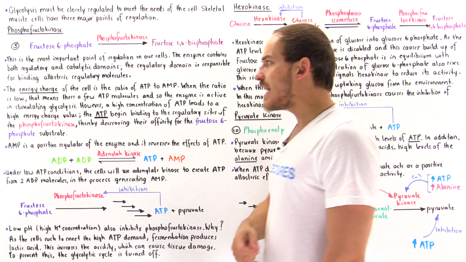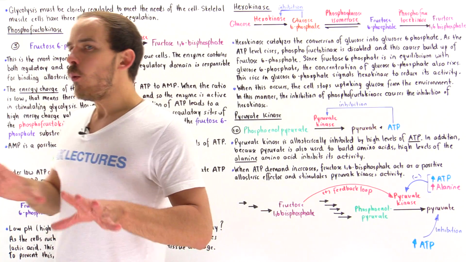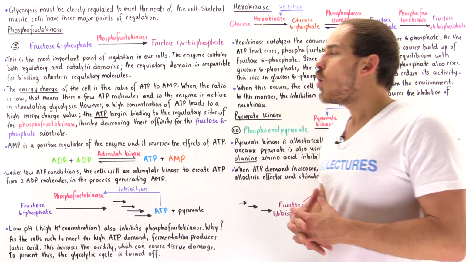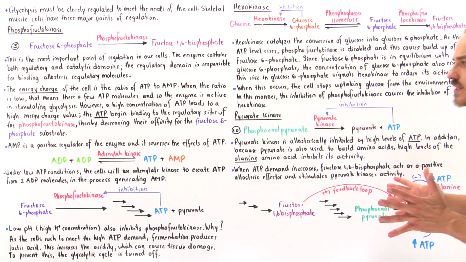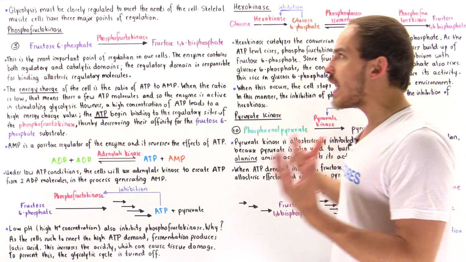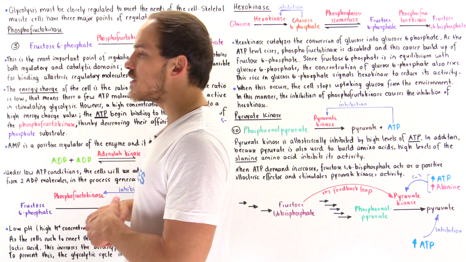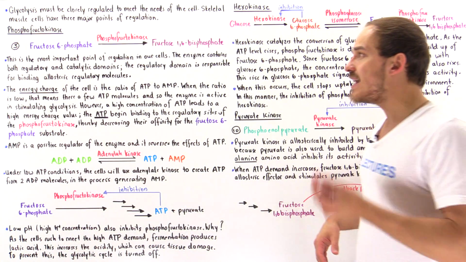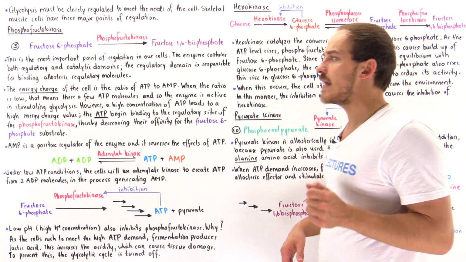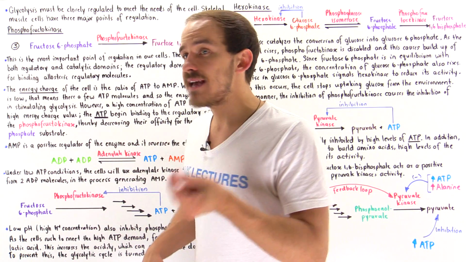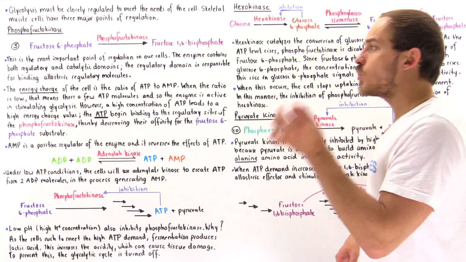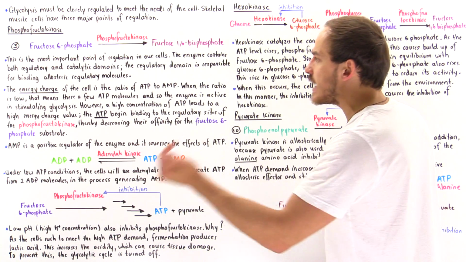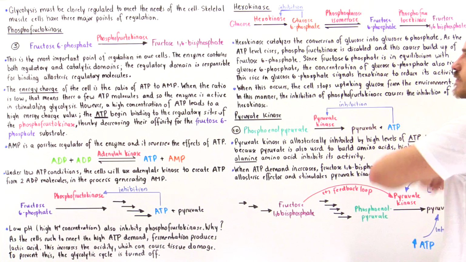Now, the question might be, if we have so many different enzymes, we have 10 enzymes in glycolysis, why is it that these are the enzymes that are used to regulate the process of glycolysis? Well, because unlike the other enzymes, these three enzymes are the most important enzymes. Why? Well, because they essentially regulate virtually irreversible processes that only take place in one direction.